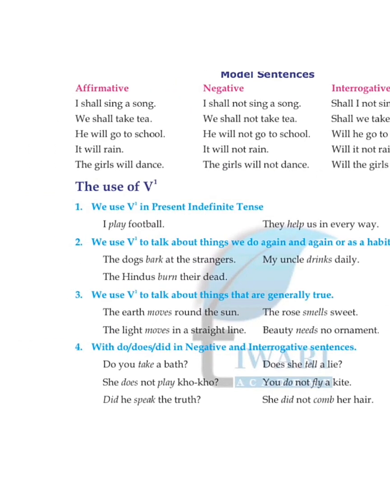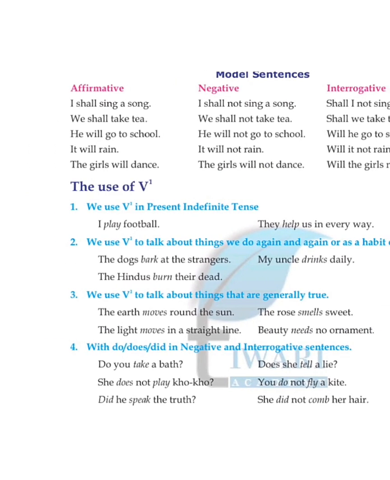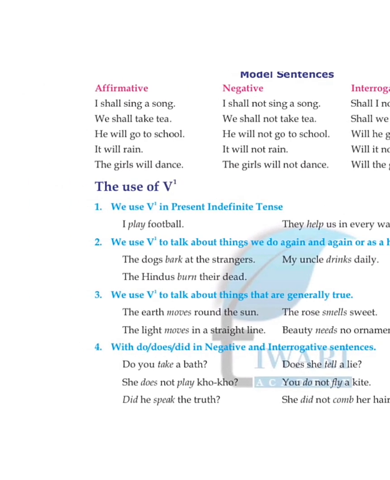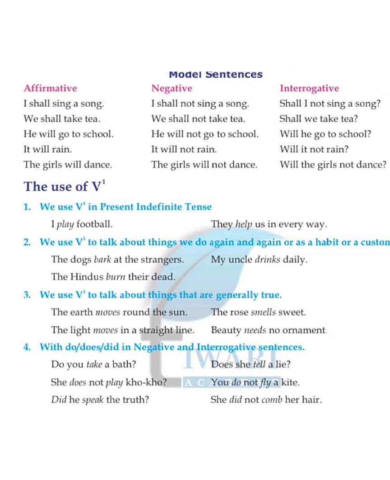Negative interrogative. Okay, here is the affirmative sentence: I shall sing a song, we shall take tea, he will go to school, it will rain, the girls will dance. Negative: I shall not sing a song, we shall not take tea, he will not go to school, it will not rain, the girls will not dance. Interrogative: shall I sing a song, shall we take tea, will he go to school, will it rain, will the girls dance.